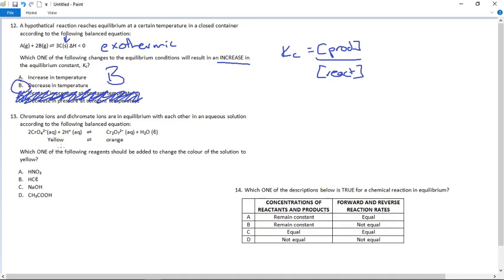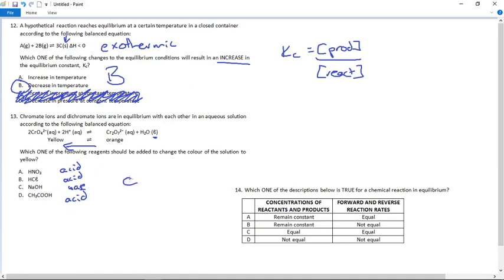Chromate ions, which are yellow, and dichromate ions, which are orange, are in equilibrium with each other in an aqueous solution according to the following balanced equation. Can you see here: 2 chromate ions plus 2 protons goes to the dichromate ion plus water, which is liquid. Which one of the following reagents should be added to change the color of the solution to yellow? To make it yellow, we want to favor the reverse reaction. Now just have a look at A, B, C, and D. This is an acid, this is an acid, this is a base, and this is an acid. So who is the odd man out here?